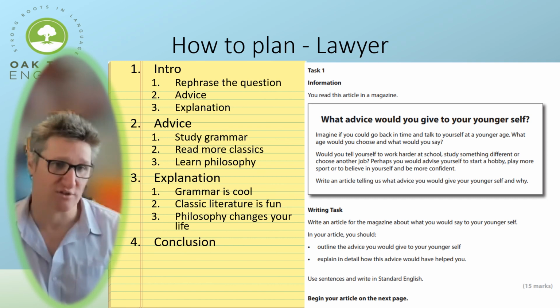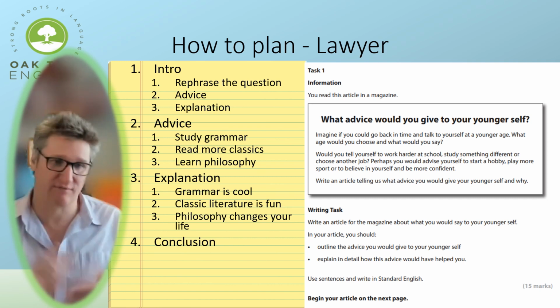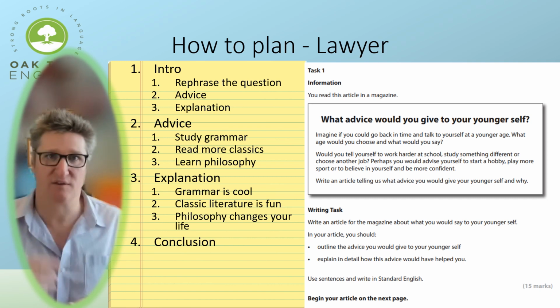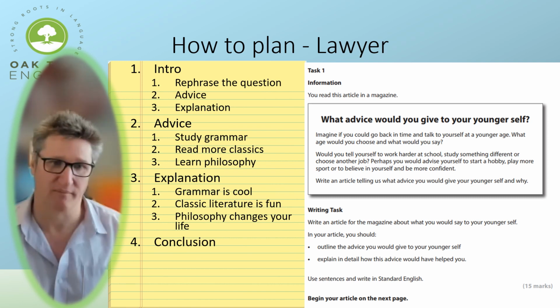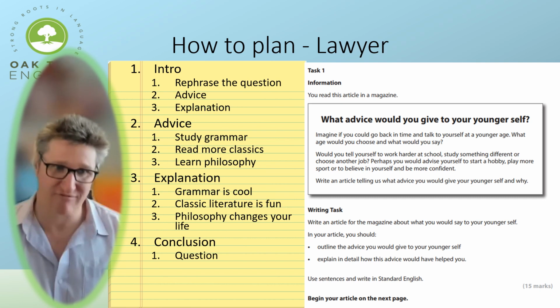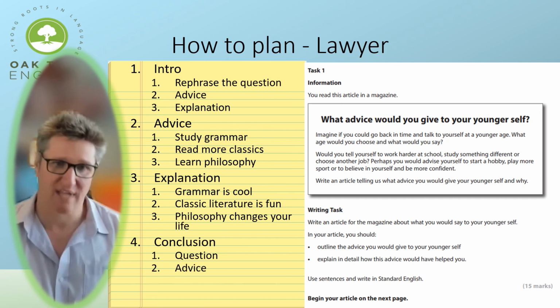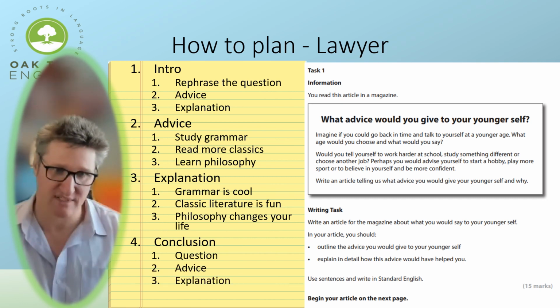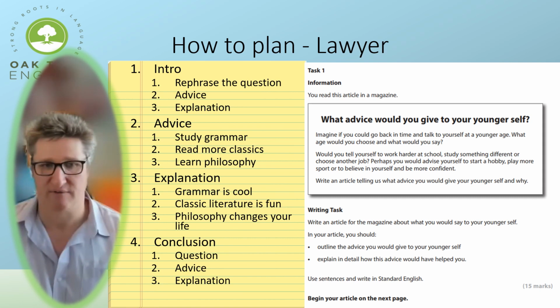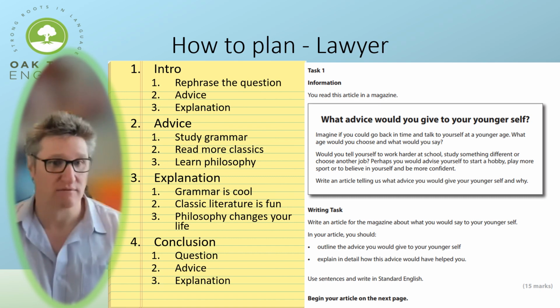Then you would write a conclusion, and here you're going to follow the same pattern. Tell them what you're going to tell them, tell them what you've told them. So the conclusion here is, again, rephrase the question, then talk about the fact that you've given advice, then talk about the fact that you've given an explanation. That is how to plan like a lawyer.